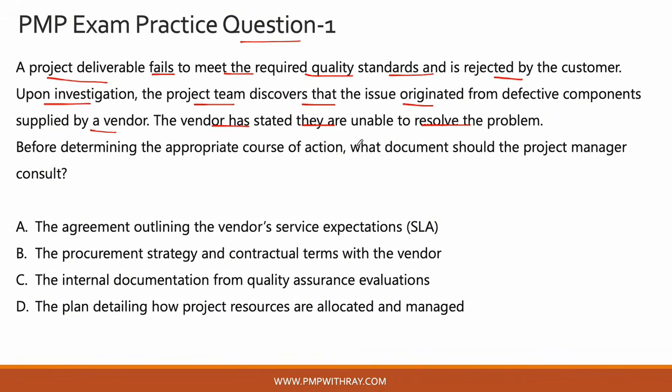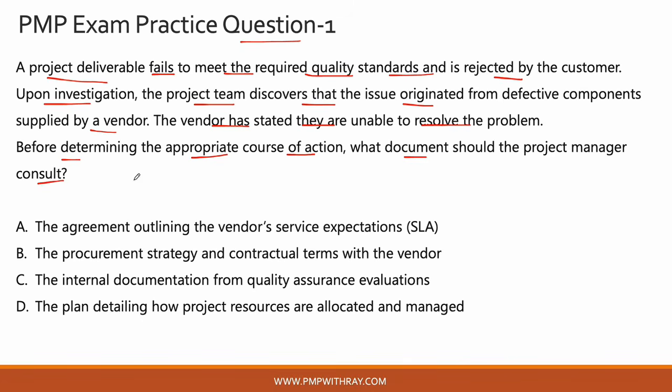Okay. Now, the problem that has happened in this scenario is sort of a deliverable which was created by the contractor or the vendor as part of the project. It didn't meet the quality standards, and that of course resulted in defect components. Now what the contractor or the vendor is saying is that, look, this is what was agreed and I have delivered this. Now I will not be able to resolve the problem. Okay. Of course, there is a conflict of expectations here. Now, before determining the appropriate course of action, what document should the project manager consult?